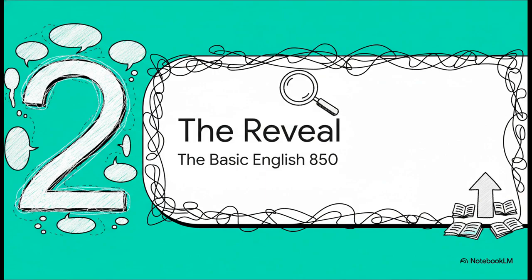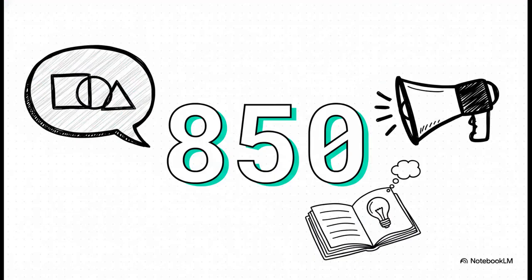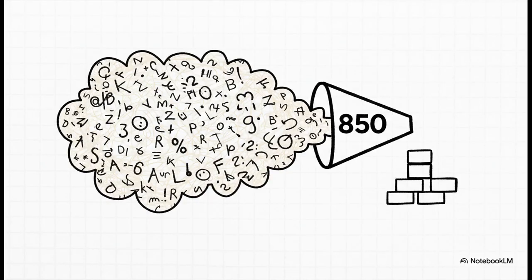All right, so we've got a good grip on the word now. It's time to solve that first mystery we started with. What is this special list actually all about? The key to this whole thing, believe it or not, comes down to just this one number, 850. The Basic English 850 list is pretty much what it sounds like. It is a complete, simplified version of the English language that's designed to work using a core vocabulary of only 850 carefully picked words.